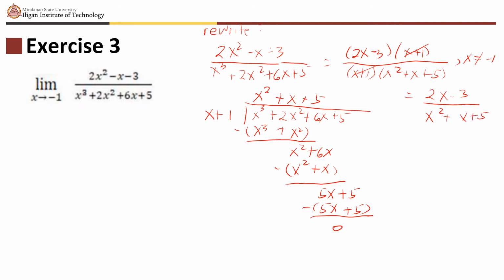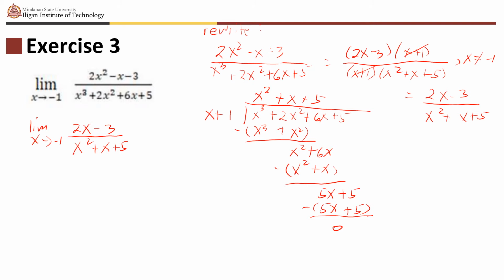Notice that it is easier to have this side solution and just simply plug in that equivalent function. Instead of rewriting this, you have the limit of 2x minus 3 all over x squared plus x plus 5 as x approaches minus 1. This is true because this one is equivalent to this function as long as x is not equal to negative 1. It's just approaching negative 1.